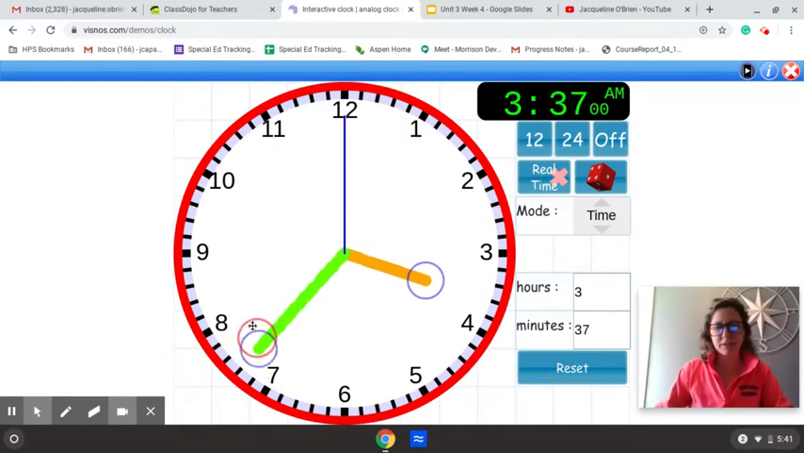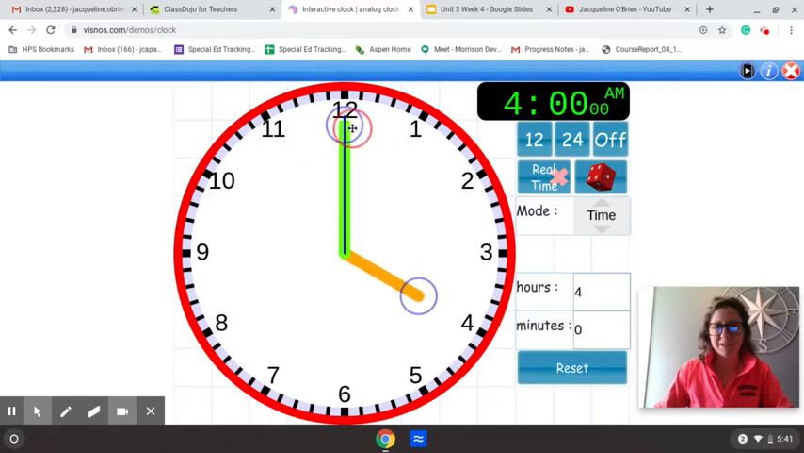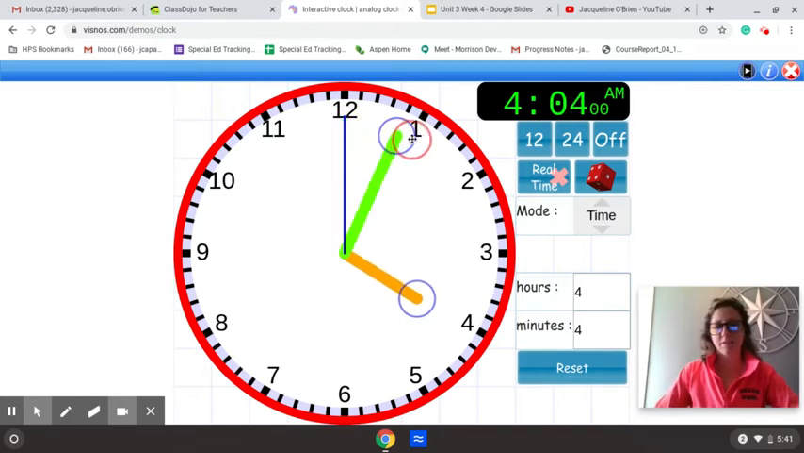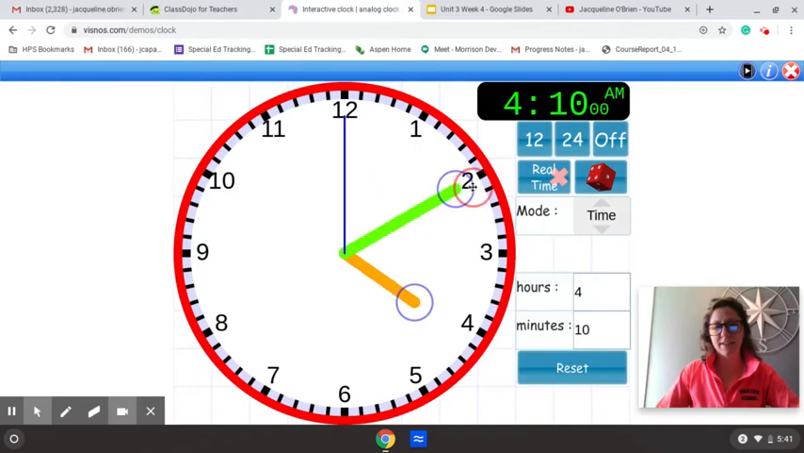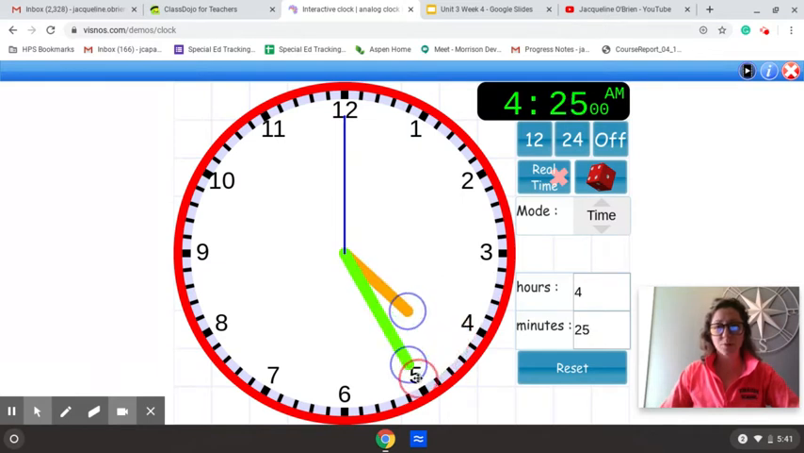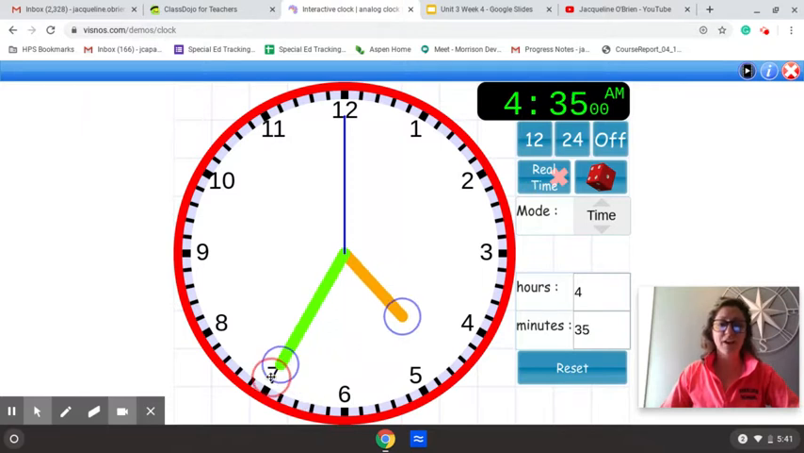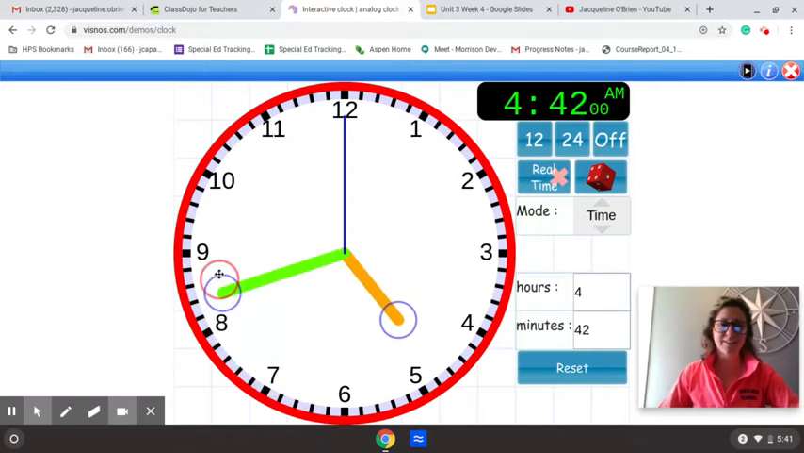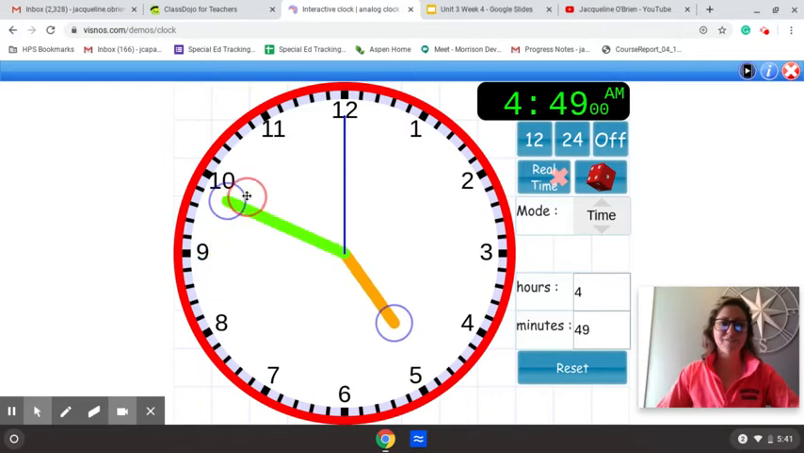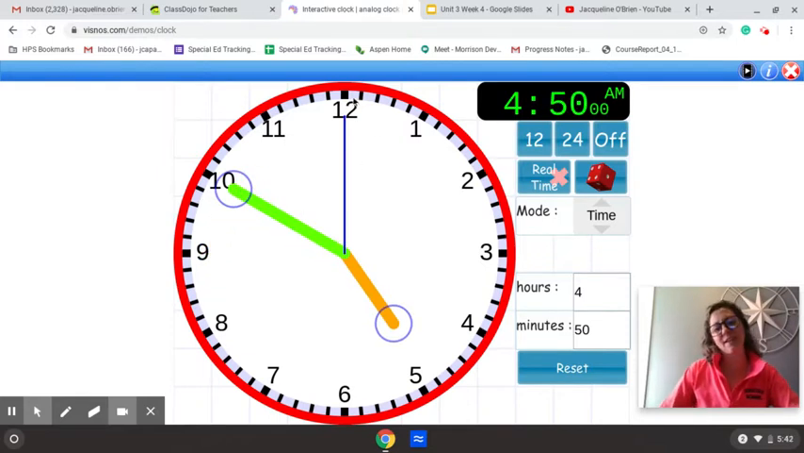All right, I'm going to bring this up. It's going to bring us to 4 o'clock at the top. Now I want to do 4:50. So we're going to count by fives, starting at the 1, all the way around until we find 4:50. 5, 10, 15, 20, 25, 30, 35, 40, 45, 50. And that is 4:50.